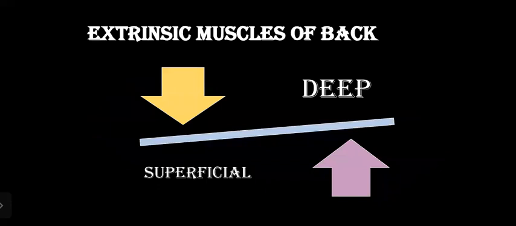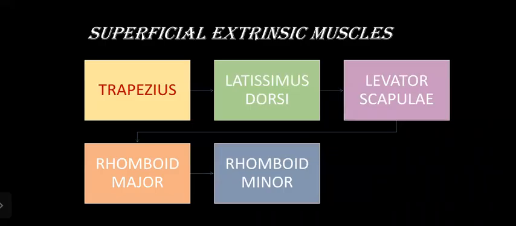Moving forward, as I say, extrinsic muscles we have divided into two parts, superficial and deep. Continuing with the superficial extrinsic muscles, we have to remember the five main muscles: trapezius, latissimus dorsi, levator scapulae, rhomboid major, rhomboid minor. Further, we'll see there are more muscles which contribute to the superficial layer at the back.